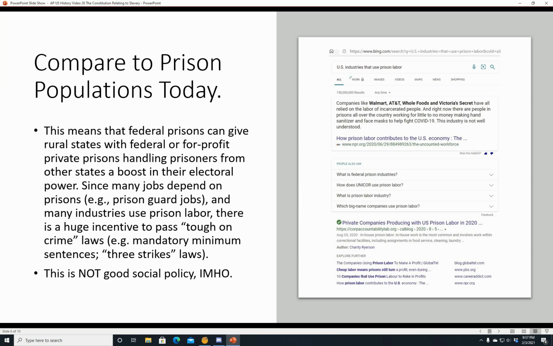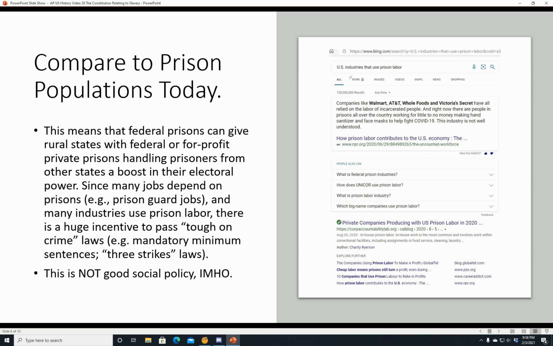Anyway, since many jobs depend on prisons, obviously prison guard jobs, and many industries use prison laborers, there's a huge incentive to pass, in quotes, tough on crime laws, such as mandatory minimum sentences and 3 strikes laws. So the idea is, everybody wants to appear tough on crime. All right, 3 strikes. You commit 3 serious felonies. You go to prison for the rest of your life, Buster. Well, that's great. That makes everybody feel good, except, well, now you have this problem that we've talked about.